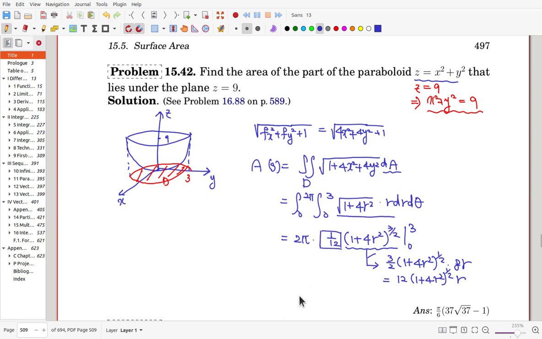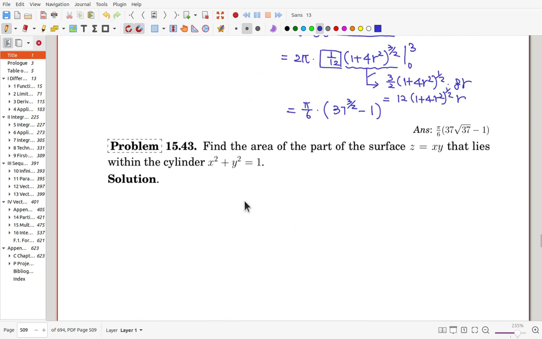Yeah, from this, the constant part, we have pi over 6. And from this evaluation, once r is 3, this is 9 times 4, 36, plus 1, 37. So 37 to the power 3 over 2, minus, when r is 0, it's 1, so we have 1 here. Okay, that's the final answer.